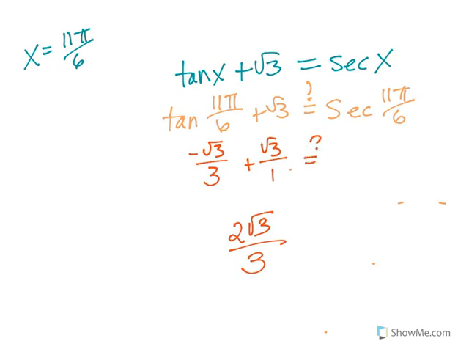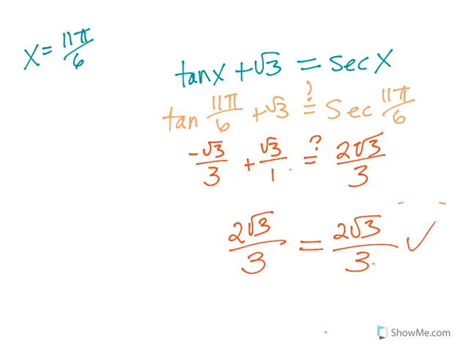Does this equal the secant of 11 pi over 6? Well, at 11 pi over 6, the secant is 2 radical 3 over 3. So does a positive 2 radical 3 over 3 equal 2 radical 3 over 3? Heck yes, it does. And therefore, 11 pi over 6 is the only solution on the interval 0 to 2 pi for this particular equation. Such fun stuff.